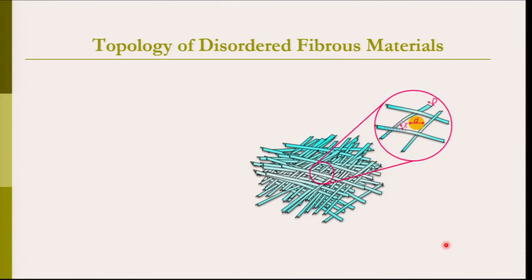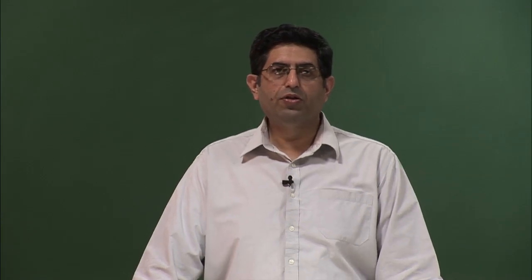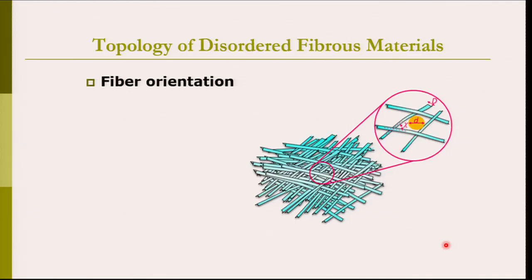So, in this series of lectures, we are going to look at disordered fibrous materials. If you look at the topology of the disordered fibrous materials, then the first key component is fiber orientation. That means how the fibers are aligned within the network of fibers. As you can see here on the right hand side, the fibers are aligned in different directions, and the axes of these fibers are denoted by the dotted line.